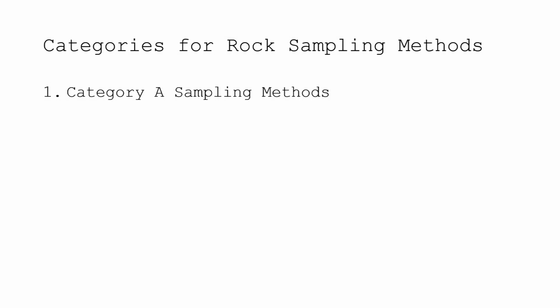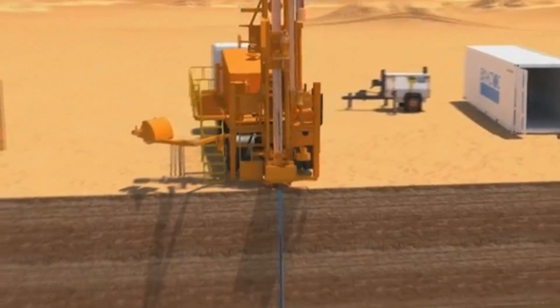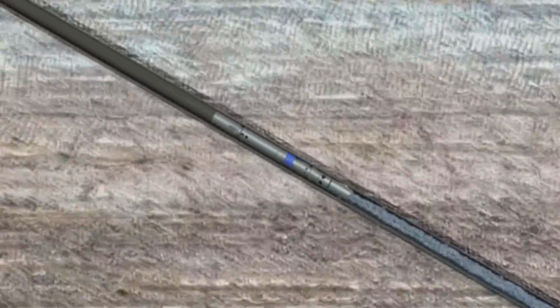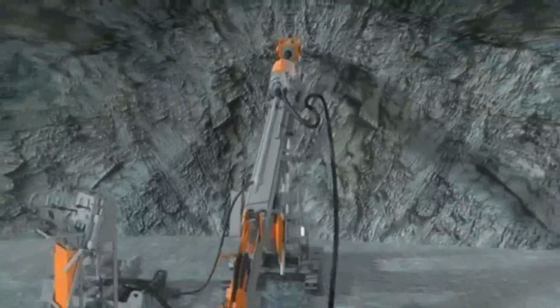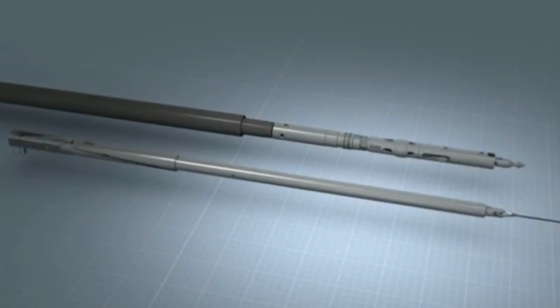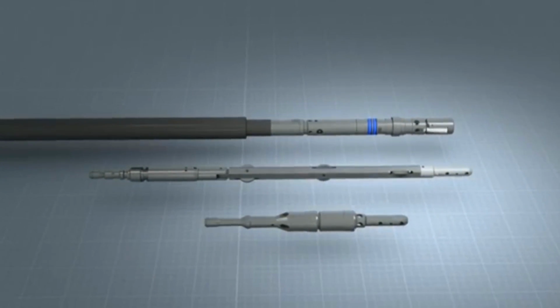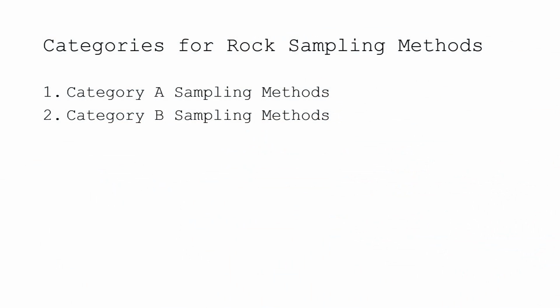Categories for rock sampling methods. 1. Category A sampling methods. By using Category A sampling methods, it is intended to obtain samples in which no or only slight disturbance of the rock structure has occurred during the sampling procedure of the sample. Examples: sampling by rotary core drilling using a triple tube core barrel. Sampling by wireline core drilling. Block sampling.